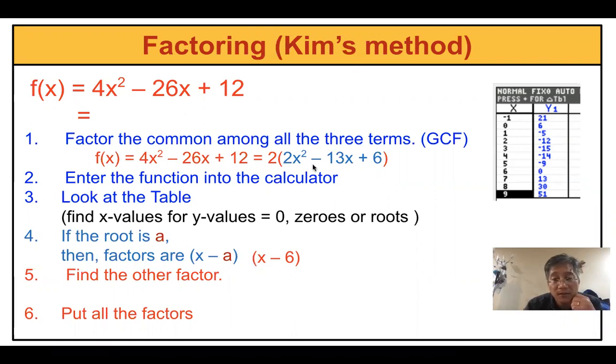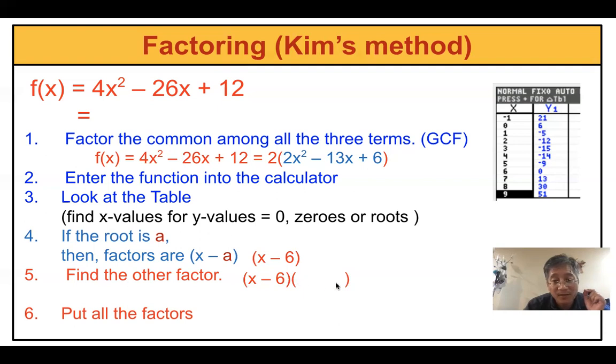Just think of only 2x squared minus 13x plus 6. To find the other factor, you put the parentheses first, and then you know something x and a number, right? So let's find the other factor. How do you find it? Just follow this. X times what? When you multiply the first two terms, it should be this 2x squared. So what is it? Yes, 2x.